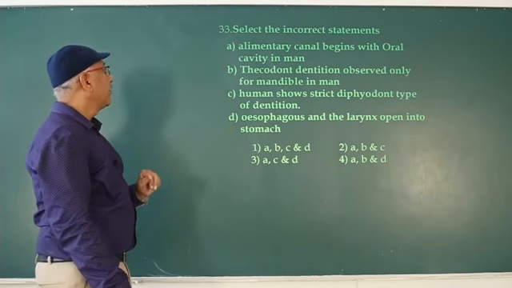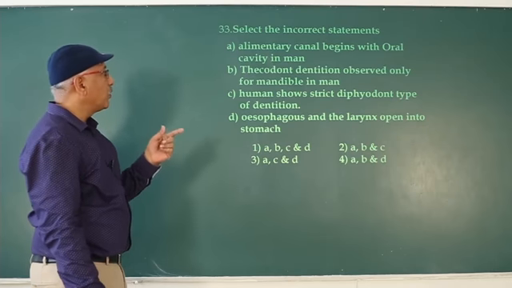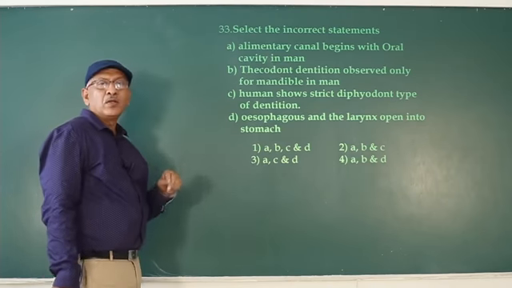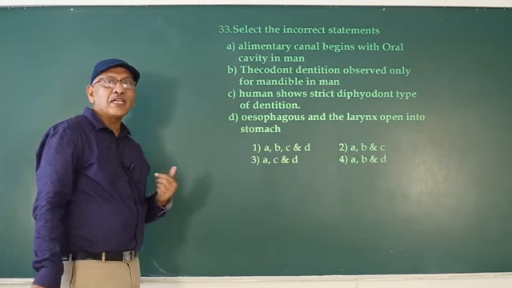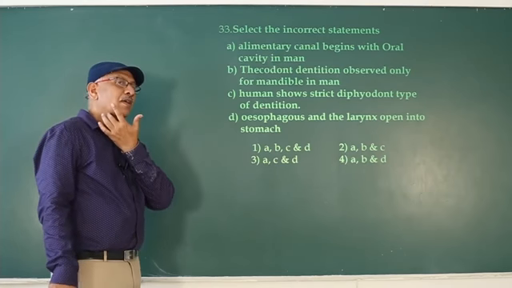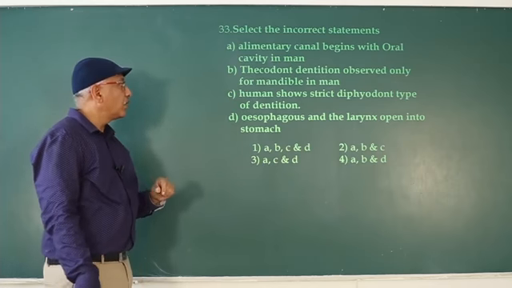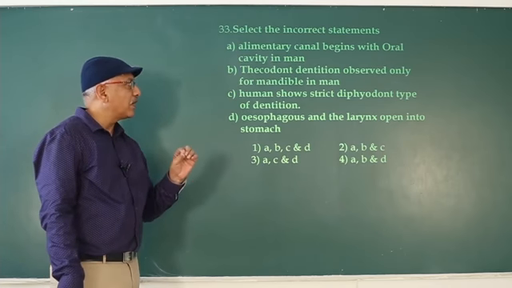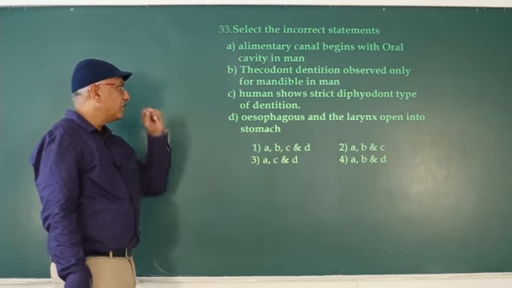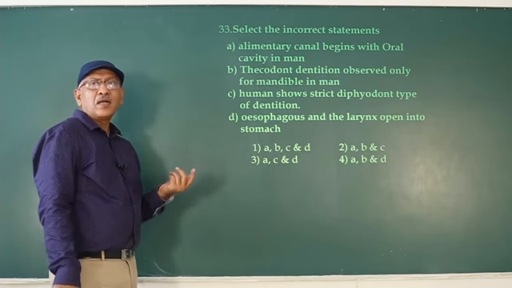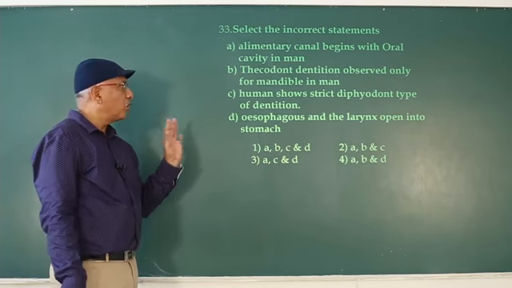Thecodont dentition is observed only for the mandible in man. What is the mandible? The lower jaw is made up of a single bone, the mandible. Thecodont dentition is seen in both the lower jaw and the upper jaw, so it is also wrong. Human shows a strict diphyodont type of dentition. Not strictly diphyodont, some teeth are monophyodont.